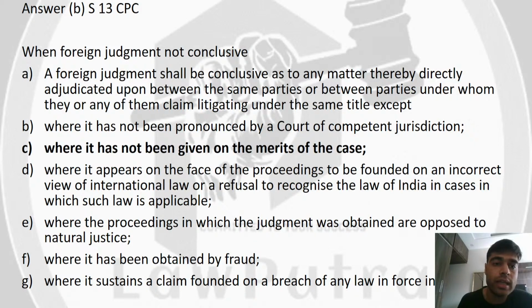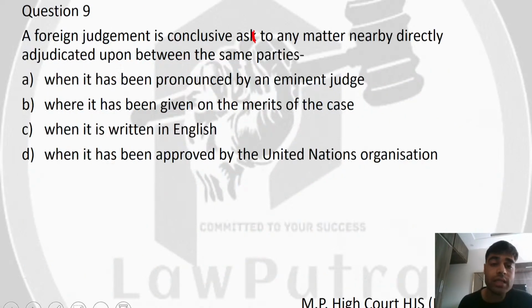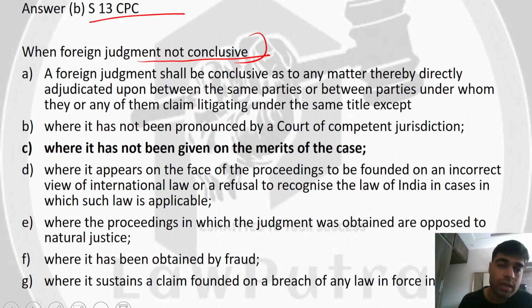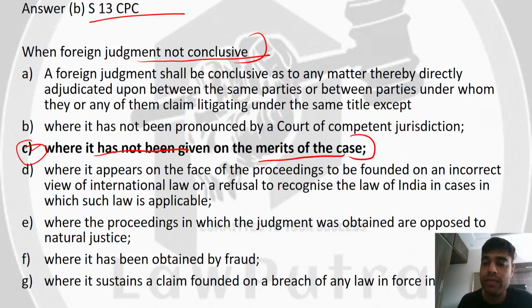Section 13 of CPC deals with foreign judgment, and it says when a foreign judgment is not conclusive. In this question we were asked when a foreign judgment is conclusive, but the section says it in a negative way, giving a negative definition of when it is not conclusive. Part C says when it has not been given on merits. So when the judgment is not on the merits of the case, then that judgment is not conclusive.